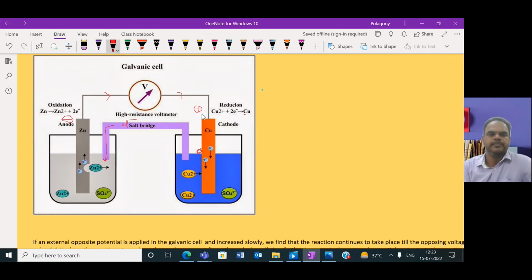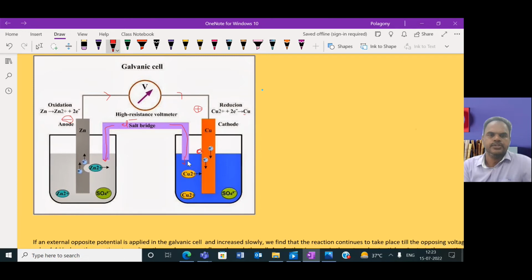Sign of convention. So when the cupric ions get reduced, the copper is deposited over the surface of the cathode. The number of cupric ions decreases, then the number of sulfate ions increases. Since the negative charge increases in the solution, the salt bridge comes into the role.